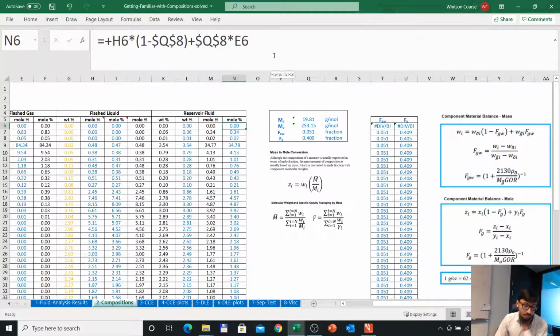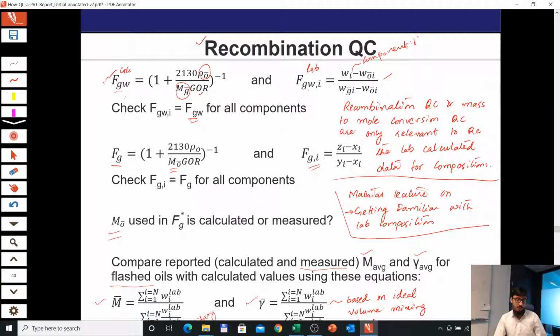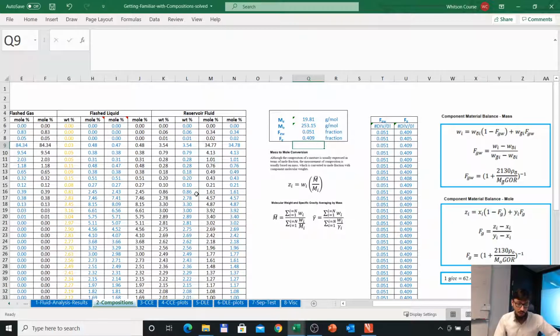So you can calculate this Fg value using the oil molecular weight, and generally PVT labs use the calculated molecular weight in this equation. That's the reason I have this comment here: what MO value has the PVT lab used in the calculation of FG? That's something you can check. You can calculate the FG value from the calculated molecular weight or the measured molecular weight, and calculate the composition in mole percent and compare it against the lab.